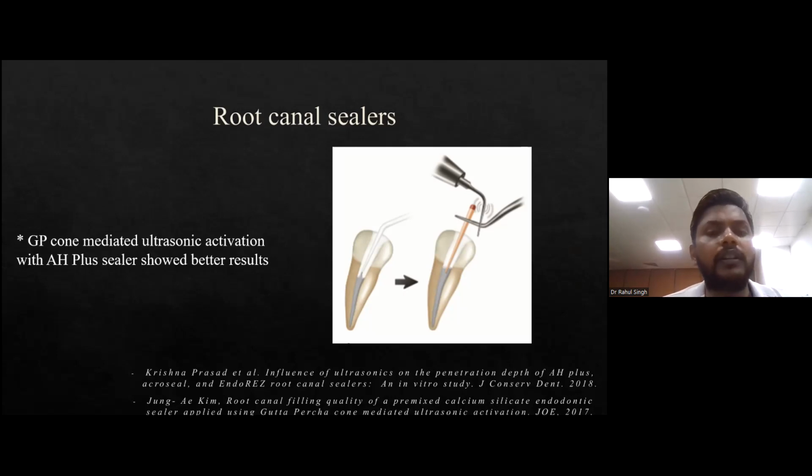You must have seen cases in which there is an apical puff or a lateral canal fill. It is because of the judicious use of your ultrasonic activation, whether in your chemico-mechanical preparation or in coating the root canal with the root canal sealer. So the best way is to use ultrasonic activation, or if it's not available, at least manually agitate with your master apical cone.